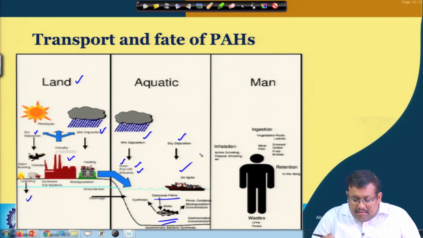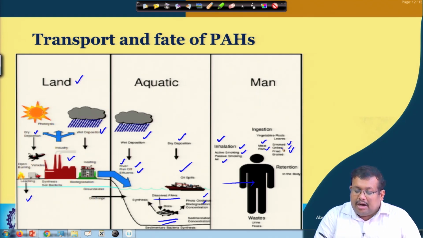These PAH compounds and petroleum compounds also go through photooxidation and biodegradation, and these are the important processes as far as the fate of these PAHs is concerned. Now, if we see the human effect, through inhalation like active smoking or passive smoking and air, these PAH compounds can enter the human body. They can be retained in the human body. Ingestion, how? Due to vegetables, roots and leaves, then meats and fish, and also smoked, grilled and fried foods, when humans ingest these, they take up these PAH compounds.